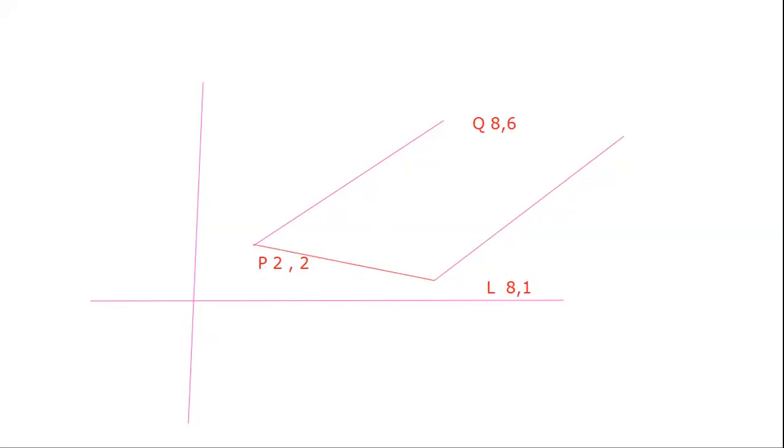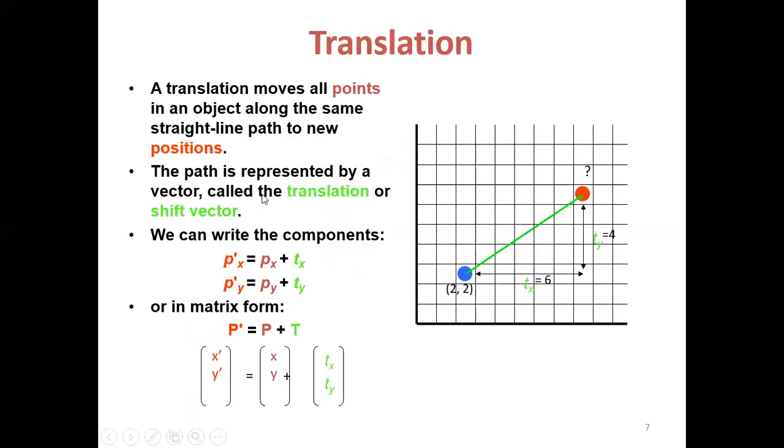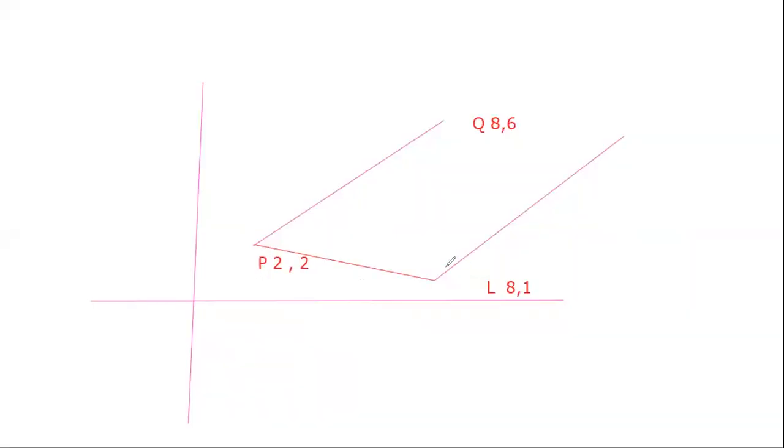What is a shift vector? We have just seen the definition: the path represented by a vector is called translation or shift vector. The path between 2 points, so basically the path between this P point and the L point. Now again the question resumes: how can I transform from the P point to this L point? I can see that this is the x-axis, this is 2, and this is the y-axis, this is 6. So in the x-axis, the value increased by 6. So we can write x equals 6.